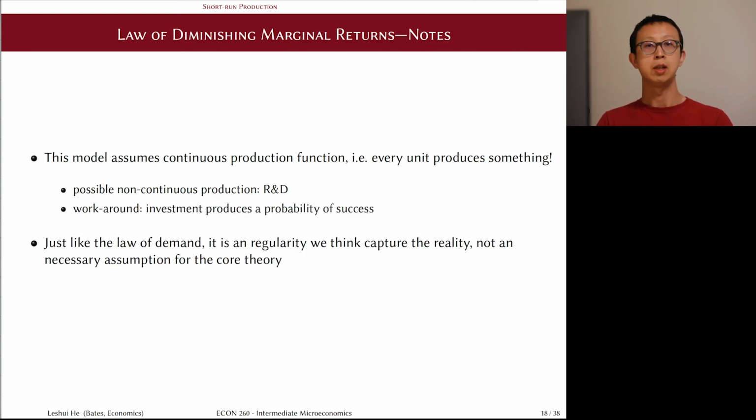Our second note is about the nature of diminishing marginal returns. Just like the law of demand, the law of diminishing marginal returns is a stylized fact that economists think is present in most situations. So it will be very useful for modeling choices if our models have this kind of property built in. However, it is not a direct assumption that we impose on the model of the firm. In the next video, we'll turn to look at the long-run production scenario, where both inputs, capital and labor, are adjustable.